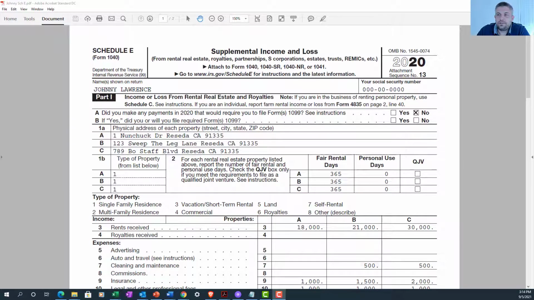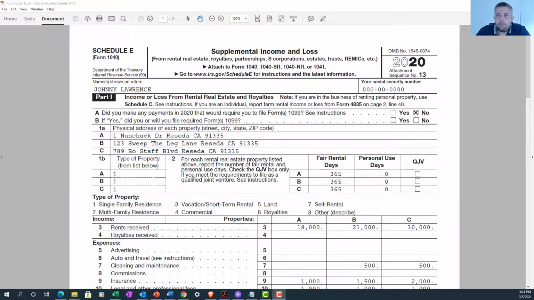Next, you'll see where you can list the physical address for each property. There's 3 row labels, A, B, and C, that are used to identify the property, and these carry throughout the form. So you can report up to 3 properties per Schedule E. If you need room for more than 3, you just attach an additional Schedule E.